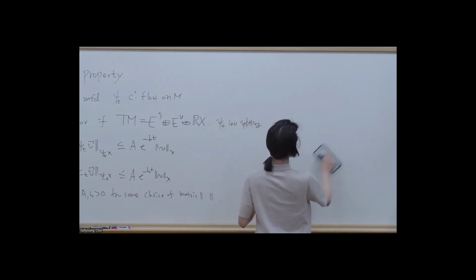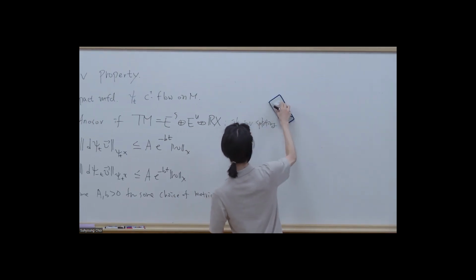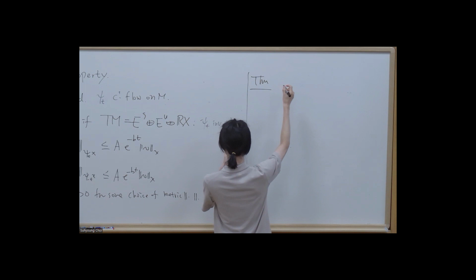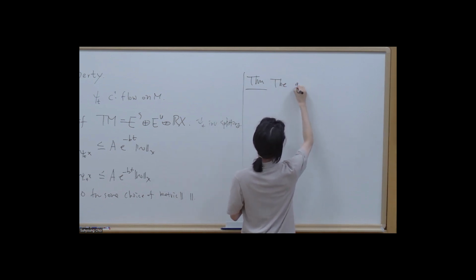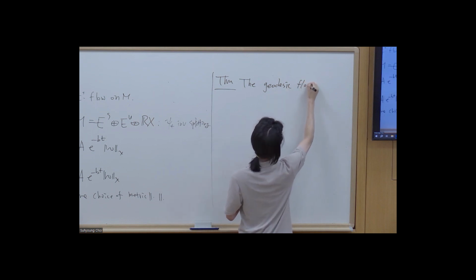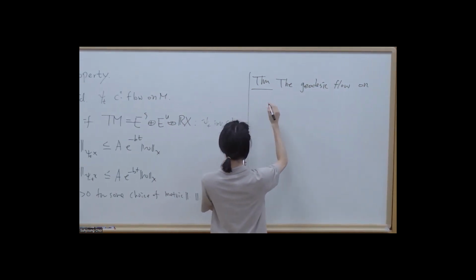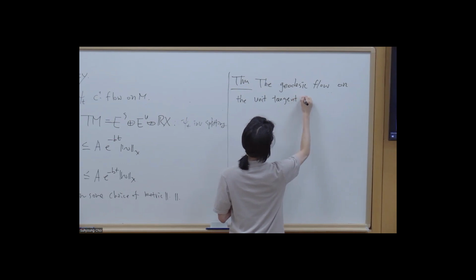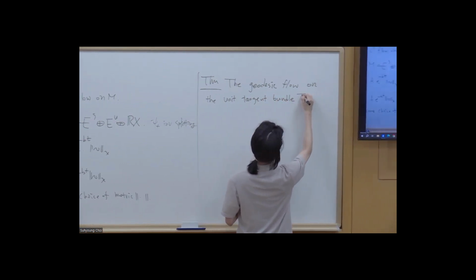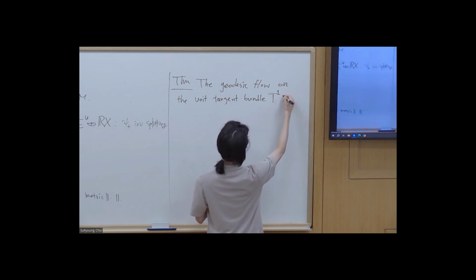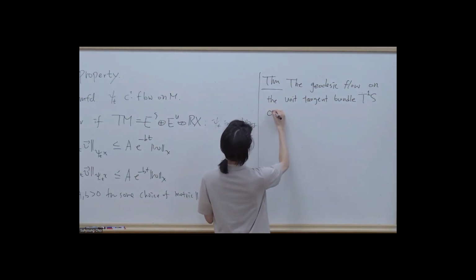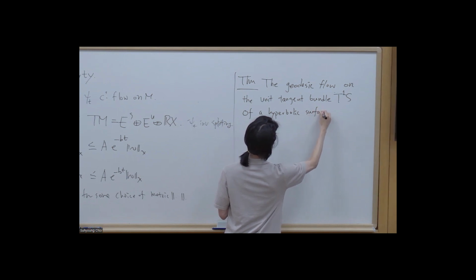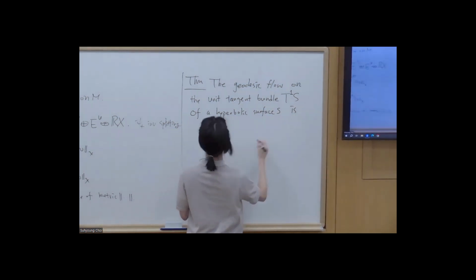And what are examples? I think there are plenty of examples, but the most relevant example for us is the geodesic flow on the unit tangent bundle of a hyperbolic surface S. This is an Anosov flow.